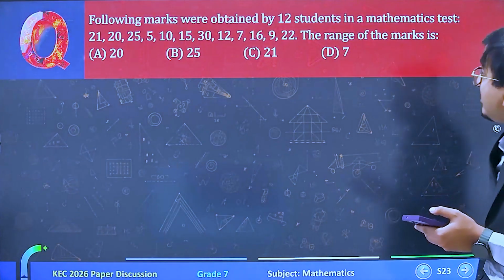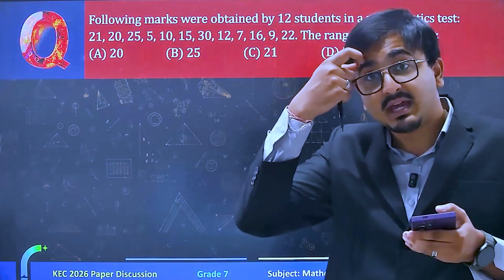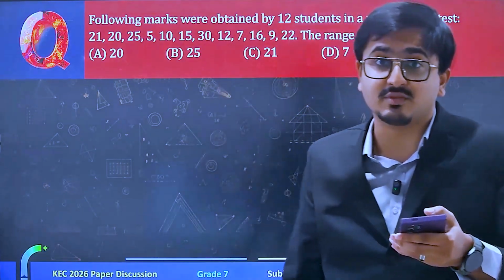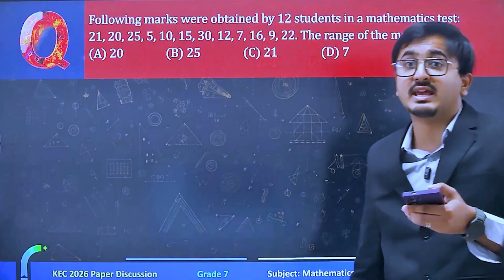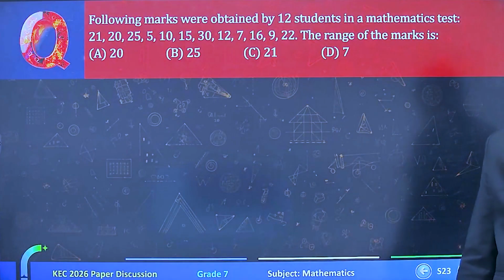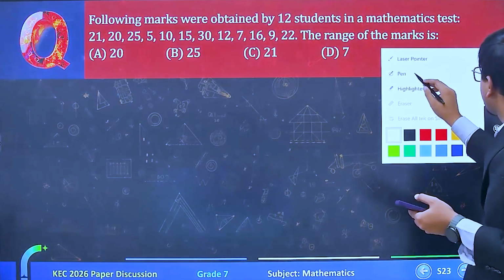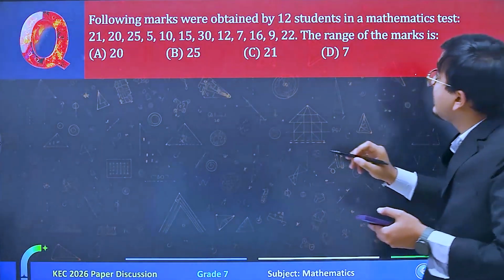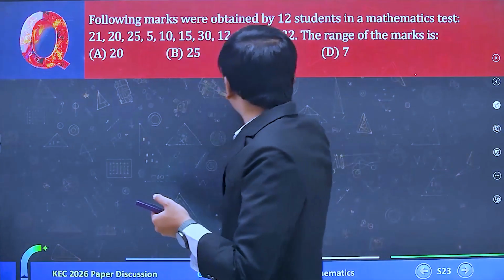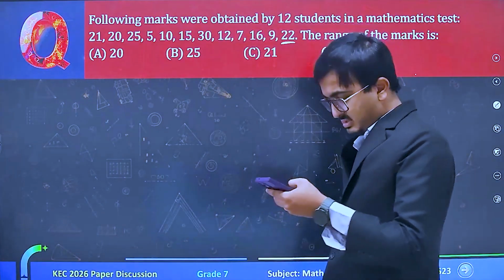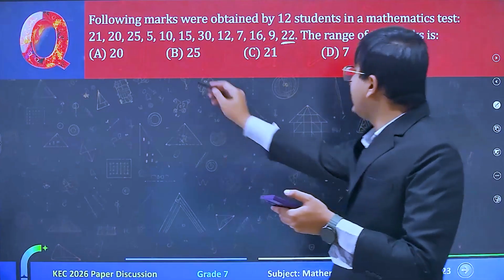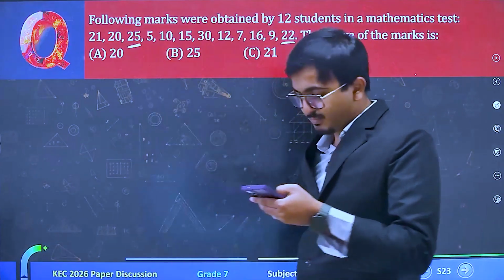Which of the following marks are obtained by 12 students? The range, again, the range of this given data. Option D, 7. Okay, let's see. Maximum value is 22. Correct? There is 25. Sorry, my bad. 25. Perfect.